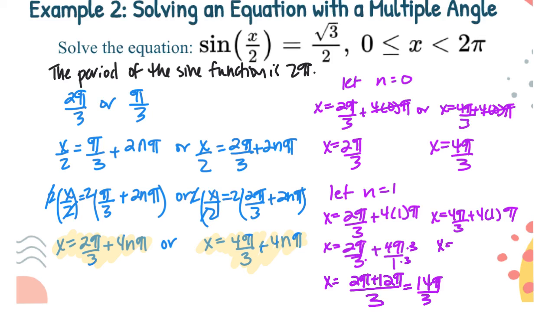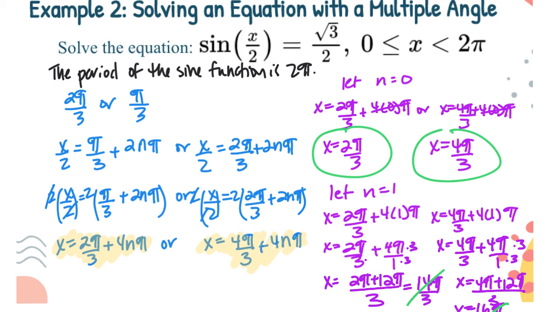And we can also test this second one, x equals 4 pi over 3 plus 4 pi. And then if we get a common denominator, we've got 4 pi plus 12 pi, which would be 16 pi over 3, and that's also greater than 2 pi. So we can't use n equals 1. We can't use either of these solutions because they're greater than 2 pi. So the only solutions that we have here that we can use are 2 pi over 3 and 4 pi over 3 because they are between 0 and 2 pi.